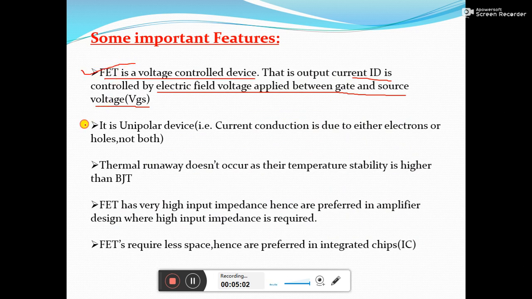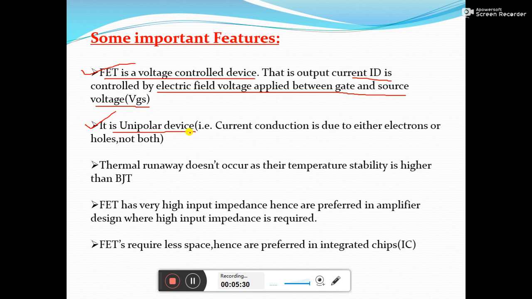And the very next important feature, as I already told you, is that transistors can be broadly classified into two types: unipolar transistors and bipolar transistors. The difference is whether the current conduction is due to only holes, only electrons, or both. Based on that, here it is referred to as a unipolar device.